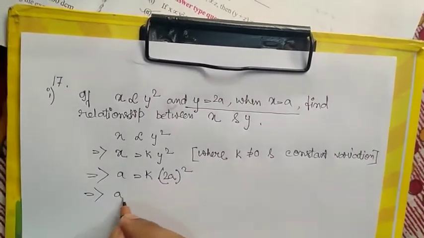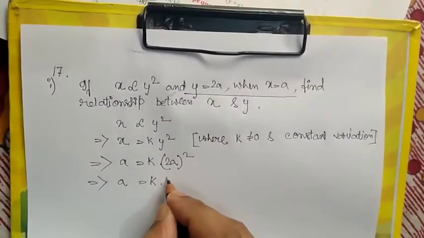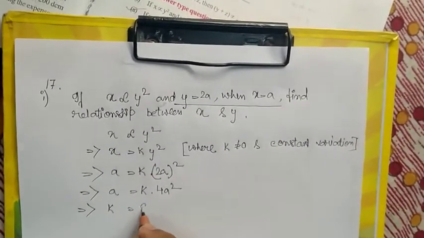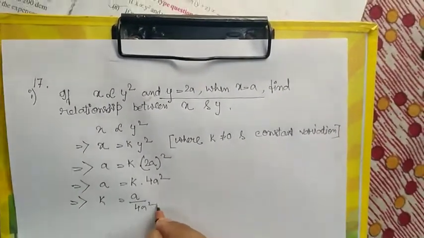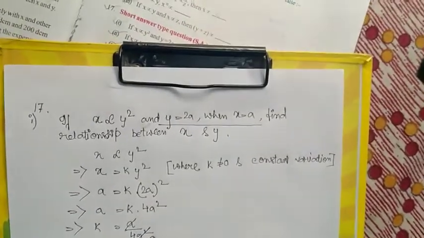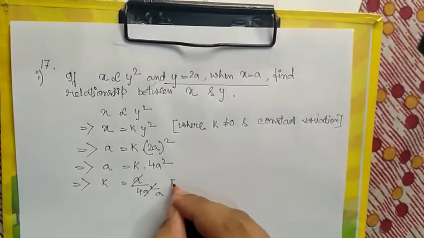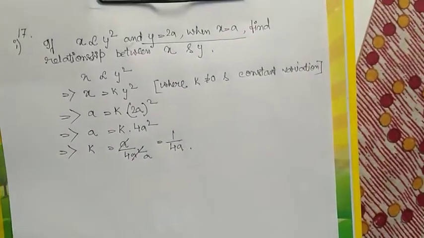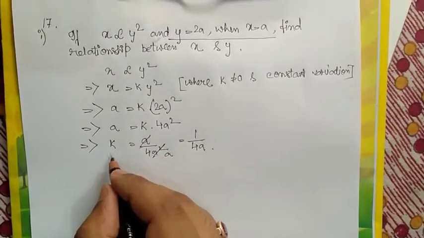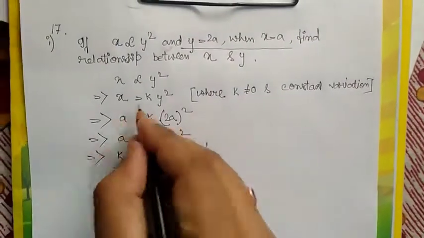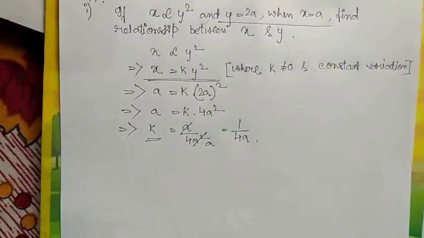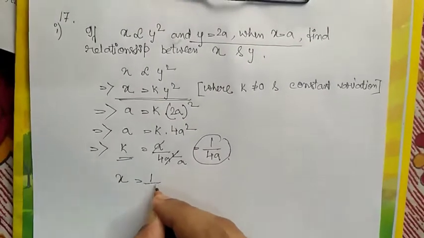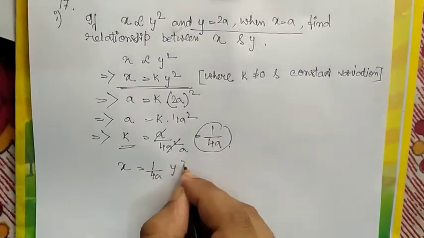So a equals k into 4a square, so k equals a by 4a square. Eliminate a in the numerator and denominator, so the remaining should be 1 by 4a. After reducing, the term should be 1 by 4a. So we just found the value of k, so we can write this equation. Putting the value of k, we can write x equals 1 by 4a y square.